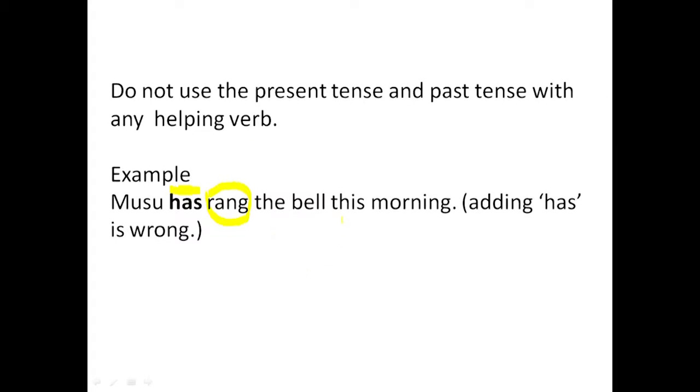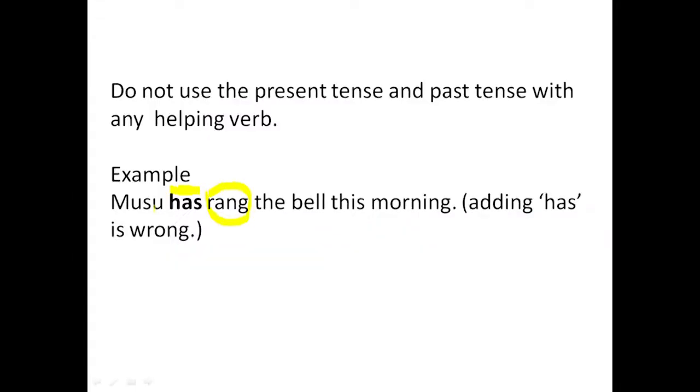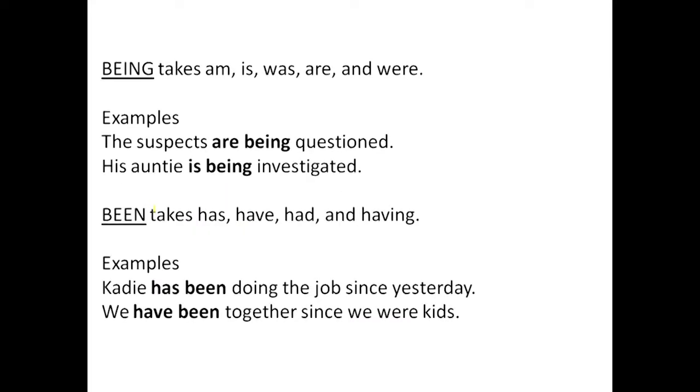But we are not talking about tenses in this segment of our class. We are talking about how we should not use any helping verb with present tense and past tense. Very, very essential. So adding "as" is wrong in that context. Now we come to being and been.